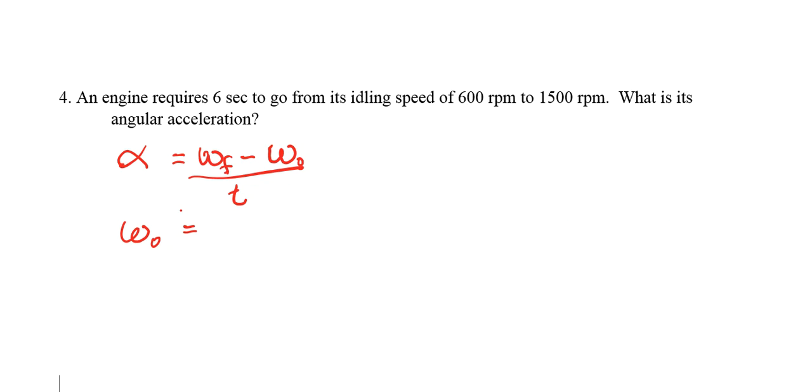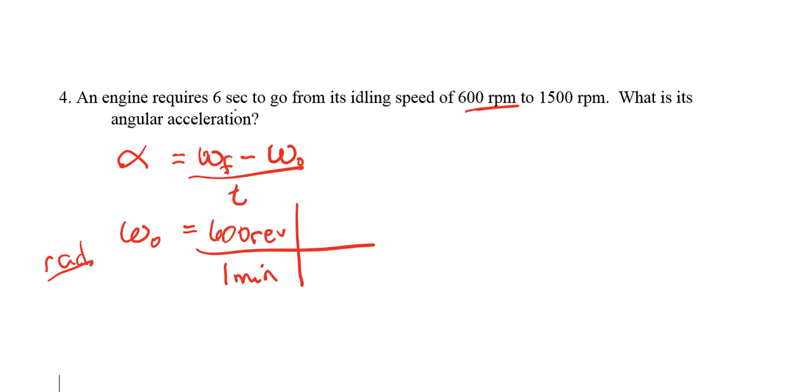So let's see what I know. In the original, it started at 600 revolutions per minute. My goal is to get to radians, and since my time is in seconds, I need to get to seconds. If that would have been in minutes here, I could have stayed in minutes, but it's in seconds. So I'm going to go from revolutions per minute to radians per second. So we're working kind of backwards from the problem we did in the last one.